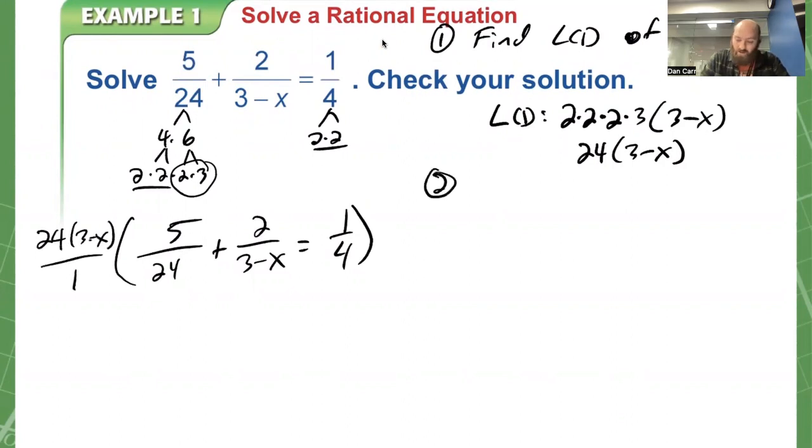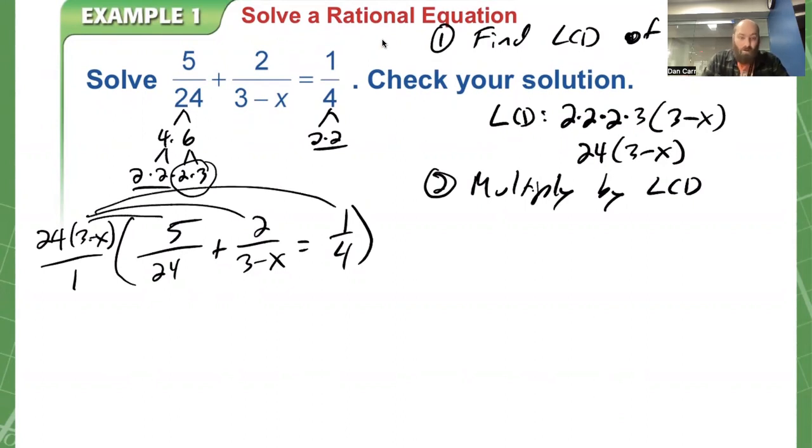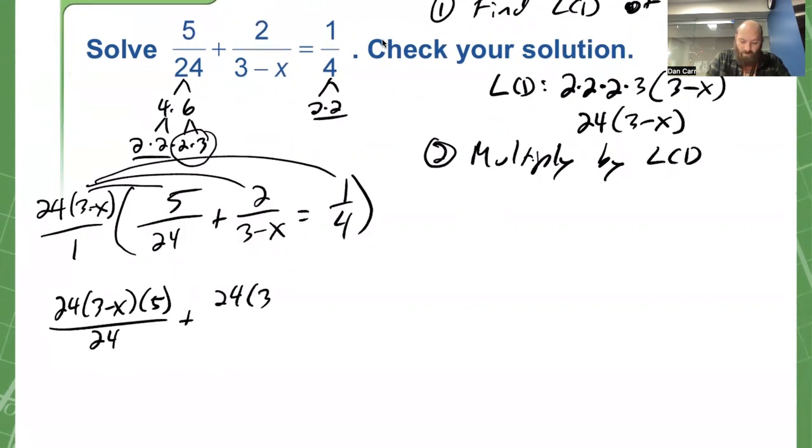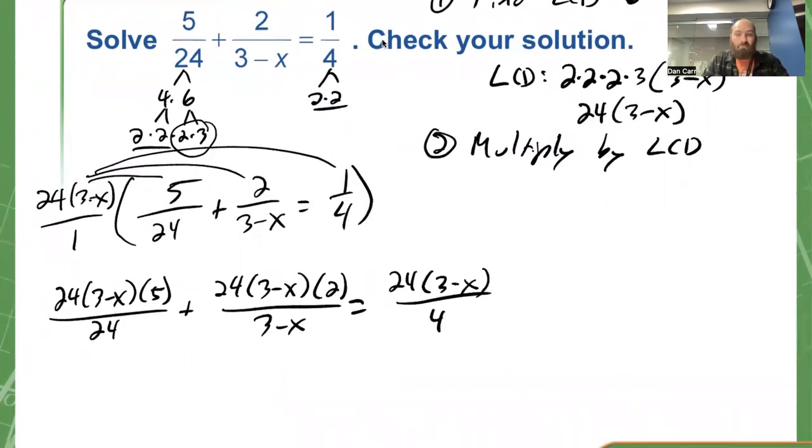That's my step 2: multiply by the LCD. When I do that, it's going to distribute to everything. I'm going to break it down a little bit further, but I'll take shortcuts in the future. So I'm going to have 24 times 3 minus x times 5 all over 24, plus 24 times 3 minus x times 2 all over 3 minus x, and that equals 24 times 3 minus x over 4.